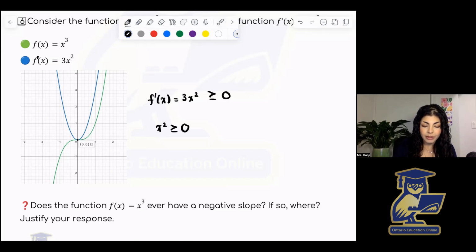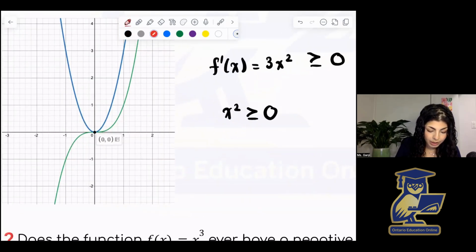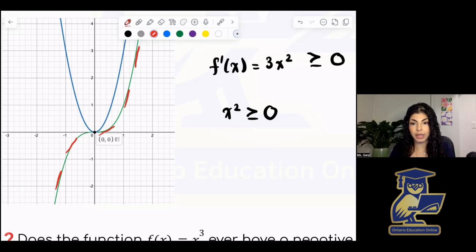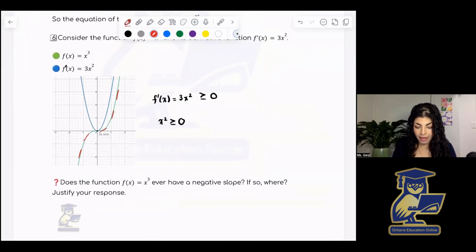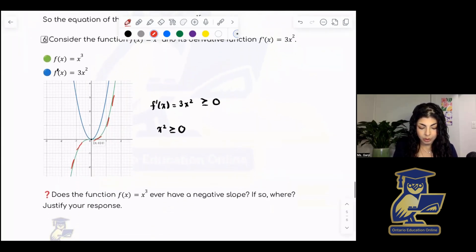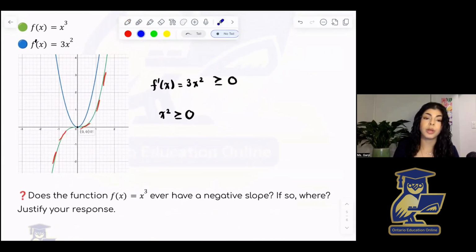If we look at this visually, you can see that at any point you choose to draw the tangent, it will always be a positive tangent for that cubic function. And to justify your response, this is pretty much what you're telling me, answering it with verbal reasoning, as well as using your mathematical notation there.